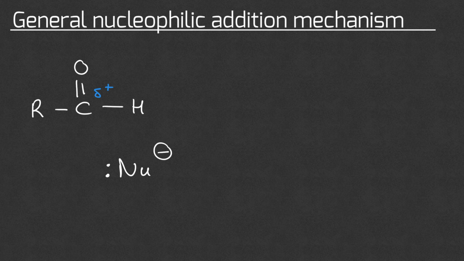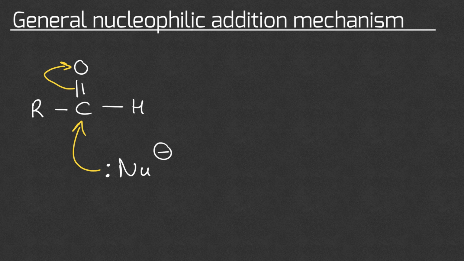So the first step of our mechanism is going to involve the lone pair of the nucleophile attacking the carbon here. You don't need to draw the partial charges on a mechanism in an exam question unless the question specifically asks for you to draw the partial charges. So the first step shows our curly arrow going from the lone pair on the nucleophile to the carbon on the aldehyde or ketone.